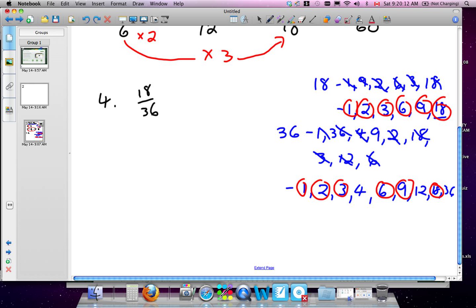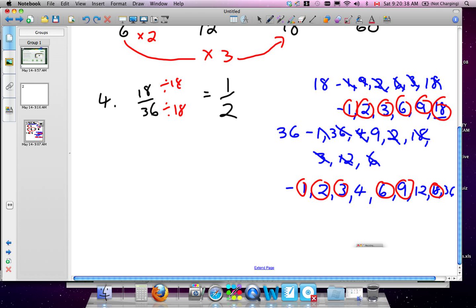But we're looking for which one? You look for the highest. Yes, 18. That's the most important one right now. We're looking for 18. So what we're going to do is we're going to divide both of them by 18. So what does that become now? 18 divided by 18 is 1. Over 2. That's it. Very good. So we found all the factors. Excellent. All right, let's move on to the next part.